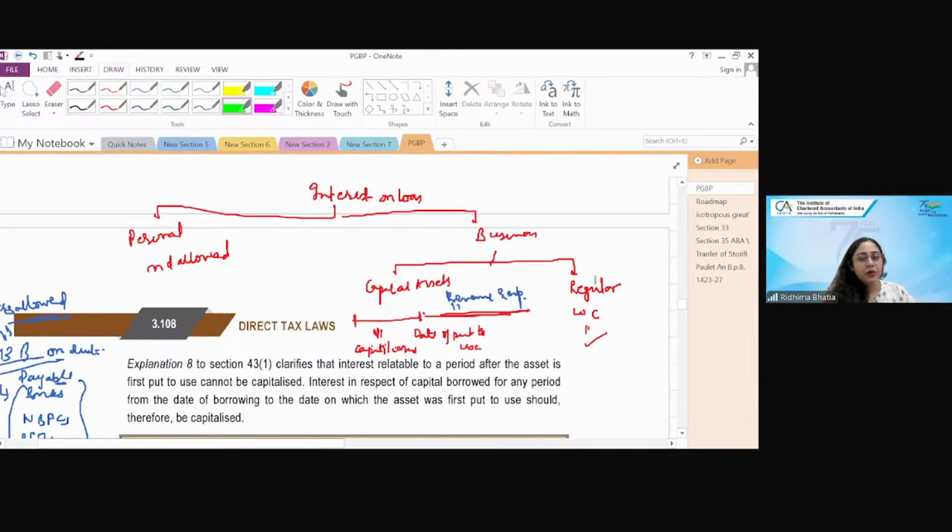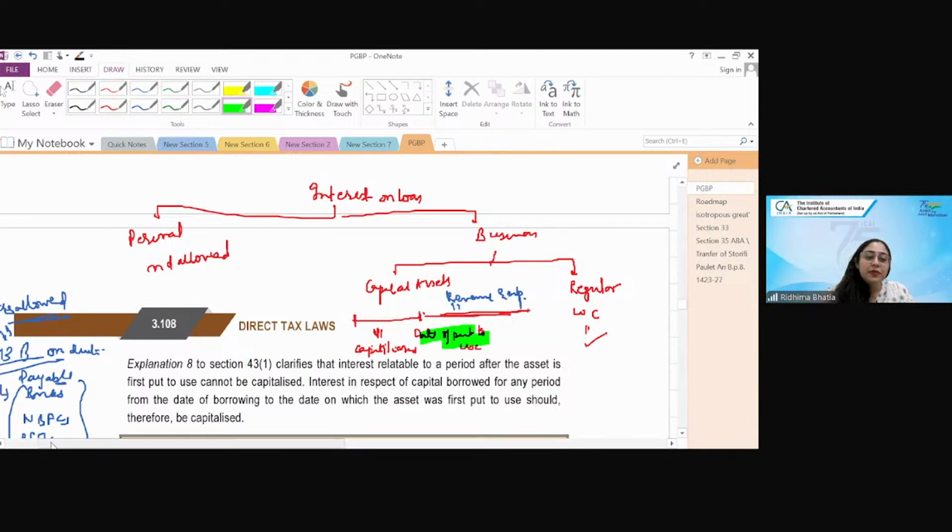But remember, it can be written interest on loan taken for capital asset. That does not mean if it's a capital asset ka loan, the interest is not allowed because it's not a revenue expenditure. It is very much a revenue expenditure. But remember, interest on loan up to the date of put to use is capitalized as per which section? As per explanation to section 43. Okay. But interest on loan after the date of put to use is allowed as a normal revenue expenditure. Or a working capital loan, and that is allowed.